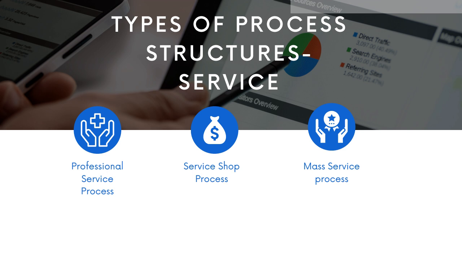The next one is types of process structures from a service side. You obviously want to be able to design the correct process for the service industry, and it's no less important than the manufacturing side. The same care that we take from a manufacturing side needs to be taken from a service perspective. There are three different types, the first being the professional service process, which is typically giving a wide variety of services with low volumes.